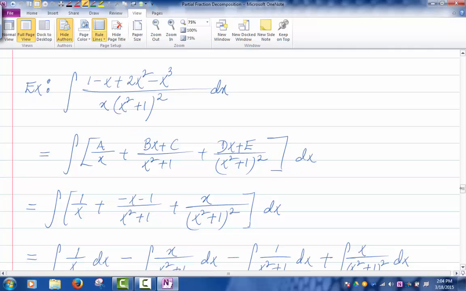Okay, the first thing I want to do is finish up the discussion on partial fraction decomposition by going over one more example. We haven't done an example where one of the quadratic factors has an exponent. So this is the example where the integrand is 1 minus x plus 2x squared minus x cubed divided by x times (x squared plus 1) squared. So the multiplicity of the quadratic factor in the denominator is 2.